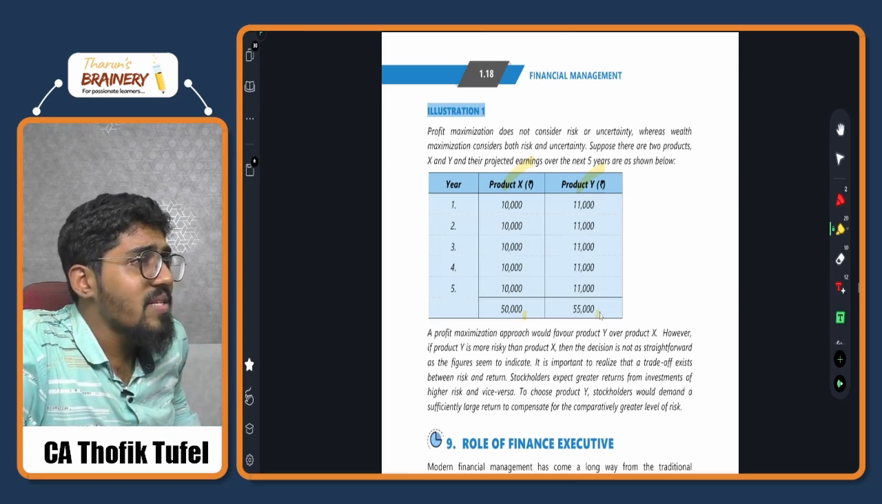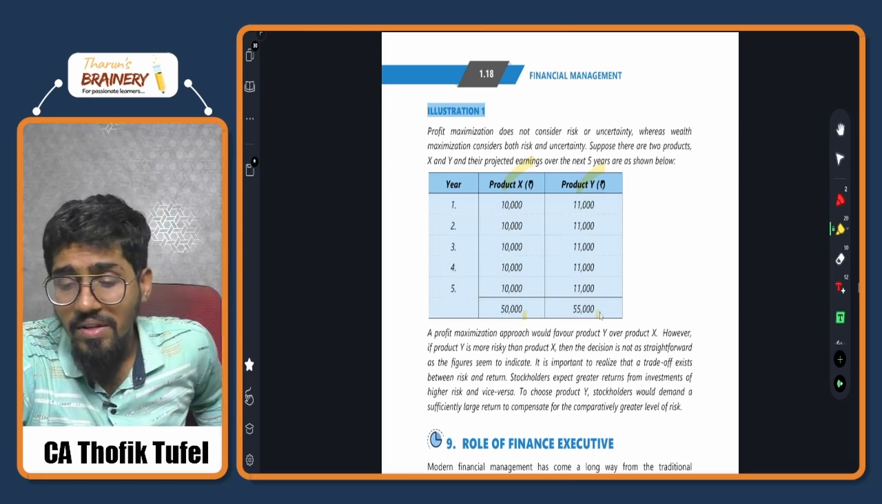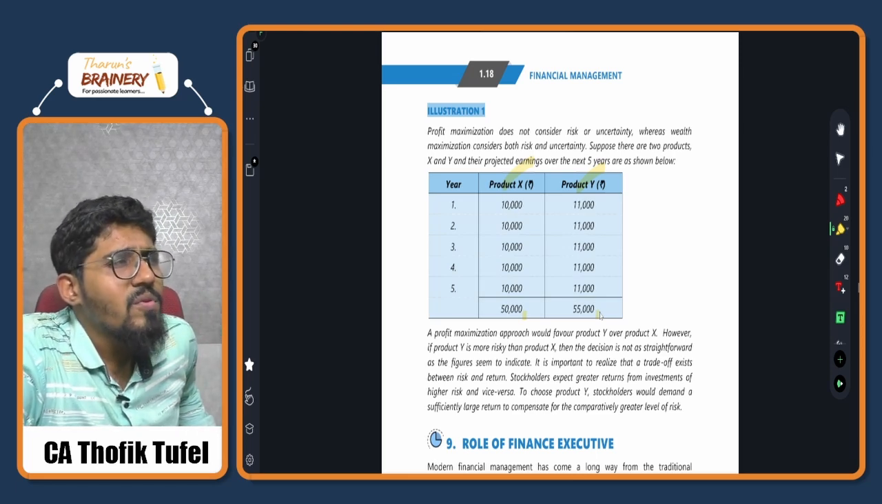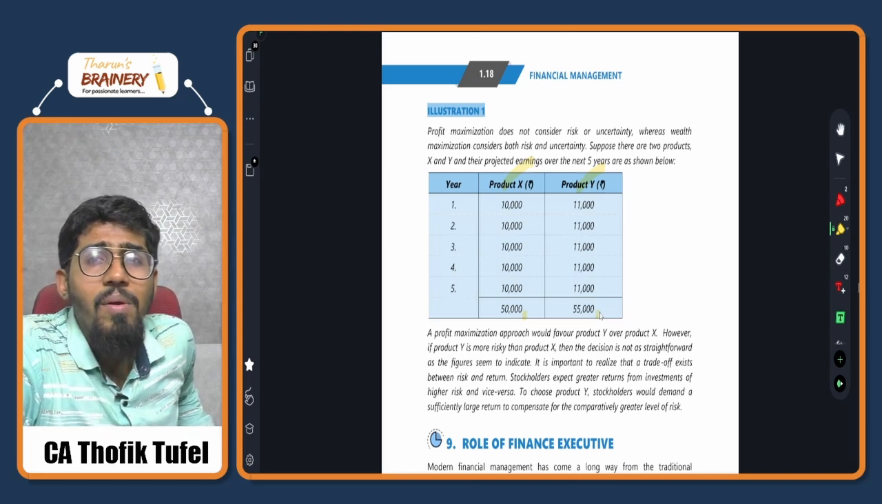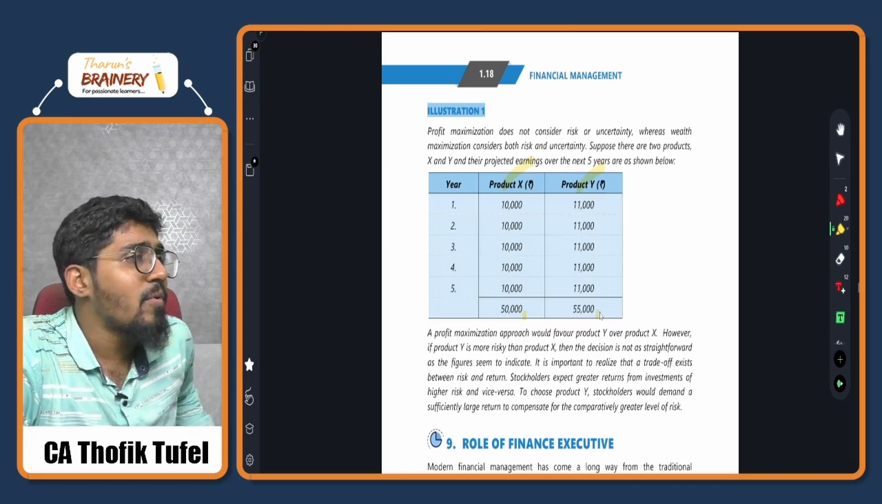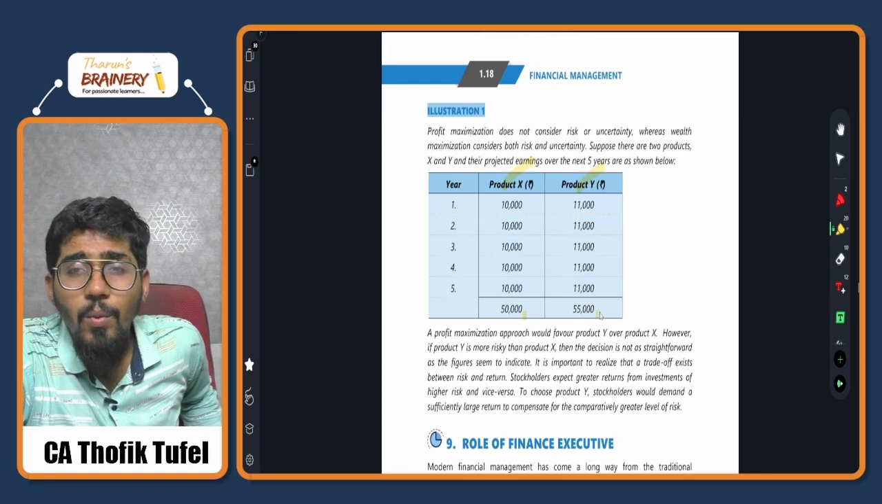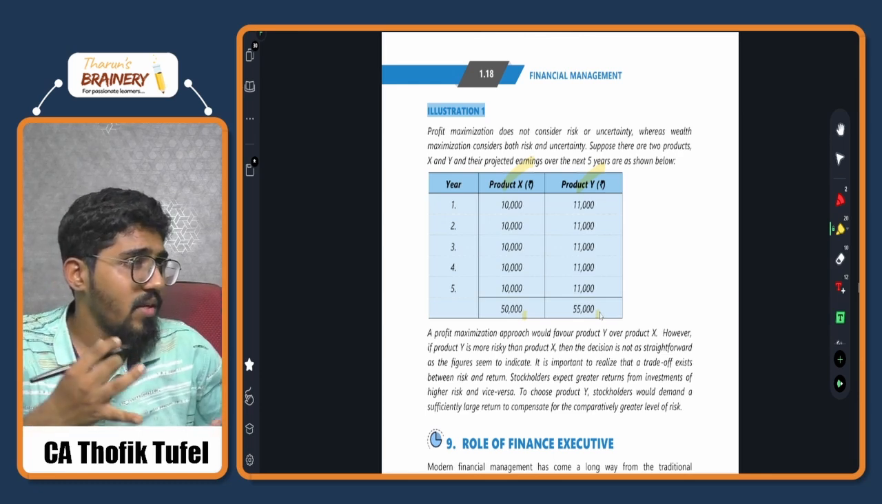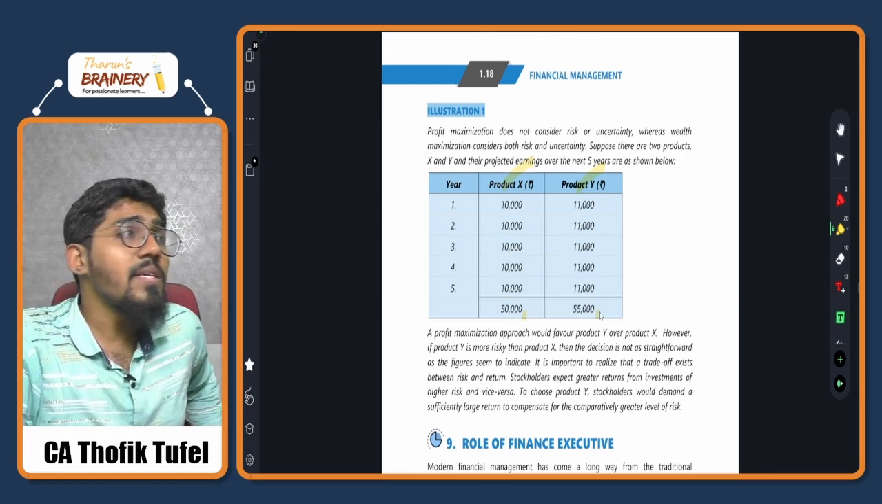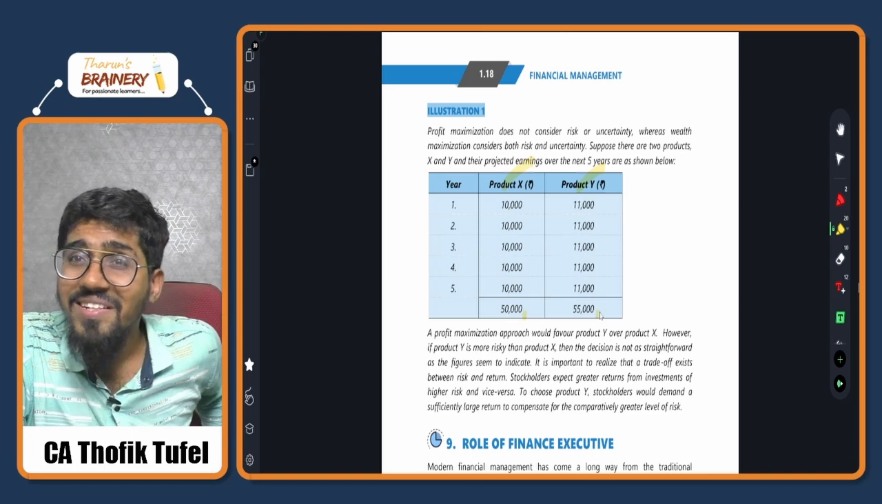So profit maximization will tell you that I have to choose product Y. But if you see, maybe product X is that I want to sell clothes, and product Y is that I want to sell drugs. Just an example, correct? So the risk is more in drugs. That is the reason the return is more in drugs.